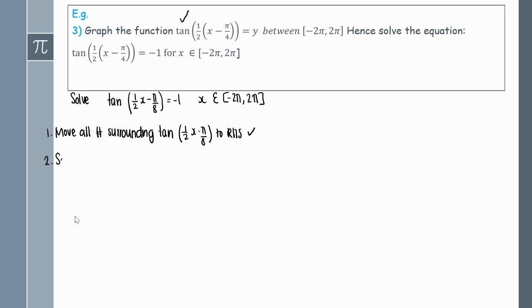The second thing is I'm going to think of one solution that I know for tan theta equals negative 1, and then I'm going to solve that for x. So I always like to put my unit circle up and make sure I have one solution for tan theta equals minus 1. Can you think of it?